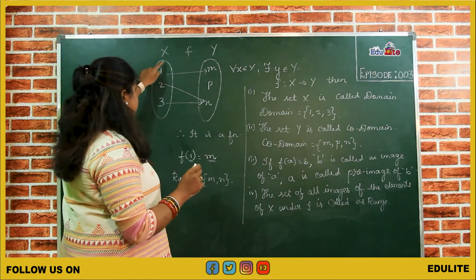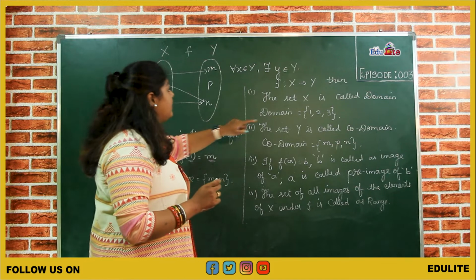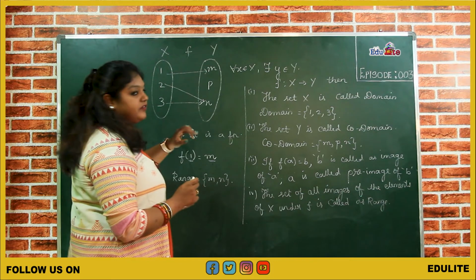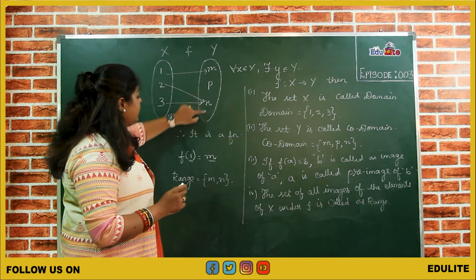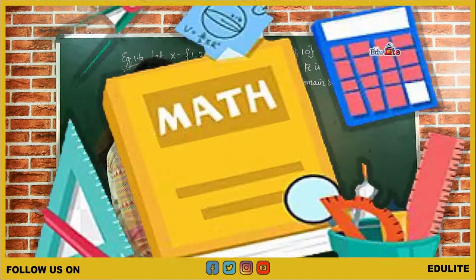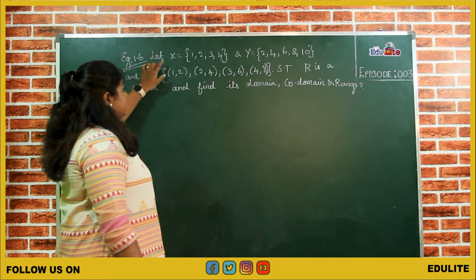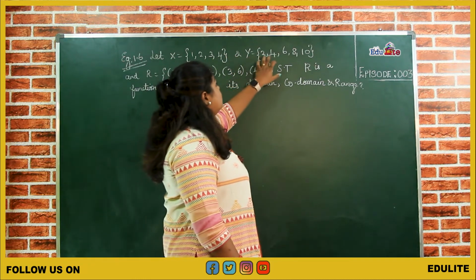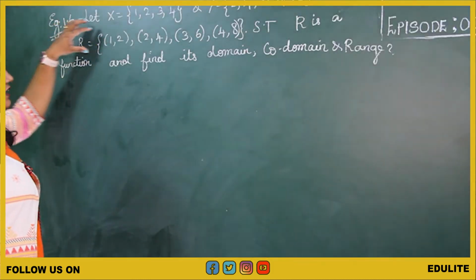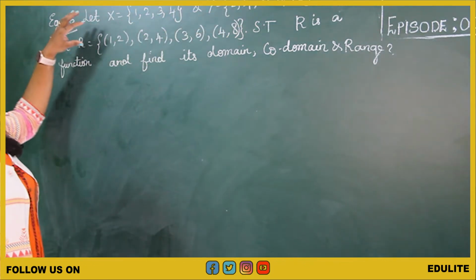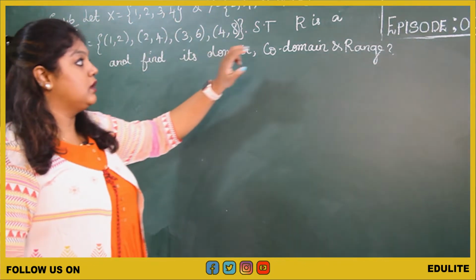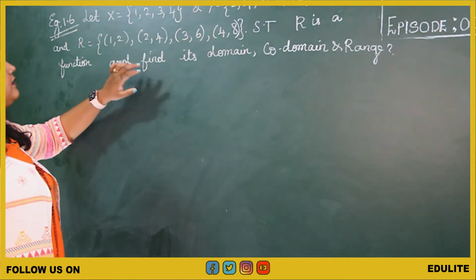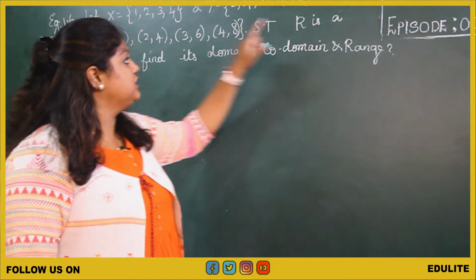When it is domain, the set X is called the domain. When it is codomain, the set Y is called the codomain, and if it is range, the images only are called the range. This is example 1.6. We are given two sets of elements, X represents 1, 2, 3, 4 and Y represents 2, 4, 6, 8, 10, and we are given a set of ordered pairs as a relation R. What we have to do now is check whether this R is a function, and write the domain, codomain and range for this function.